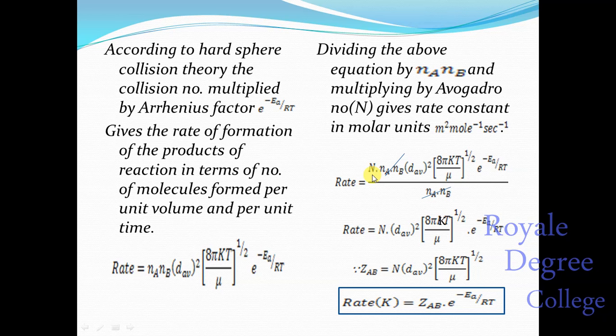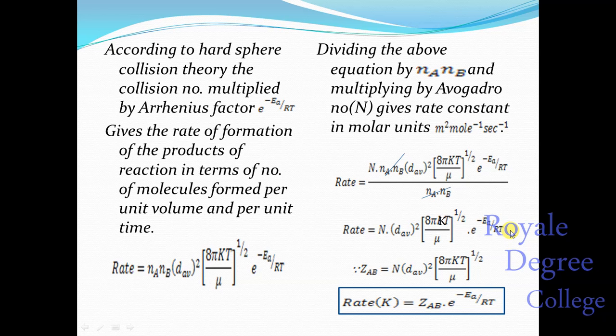Dividing the above equation by Na into Nb and multiplying by Avogadro number n. Here you can see we are multiplying this whole equation with Avogadro number n and dividing the whole equation by Na into Nb. It will give the rate constant in molar units, that is meter square mole to the power minus 1 second to the power minus 1. So here what will happen? Na into Nb gets cancelled. Rest of the things are as it is.